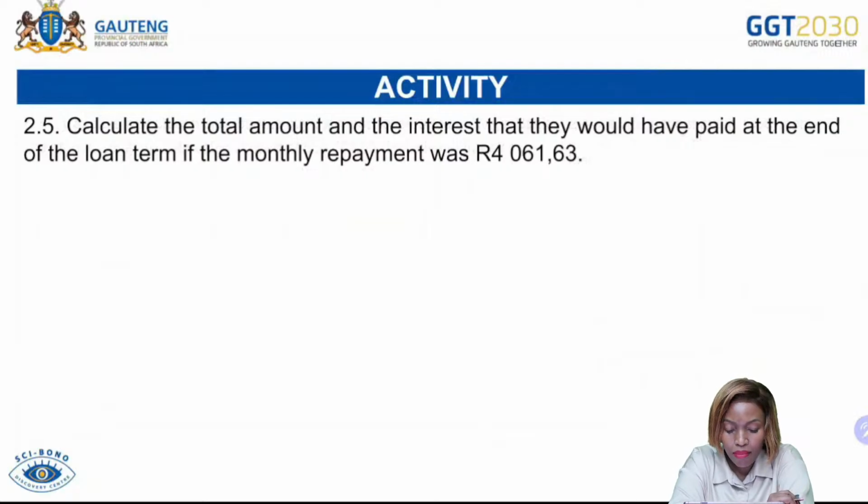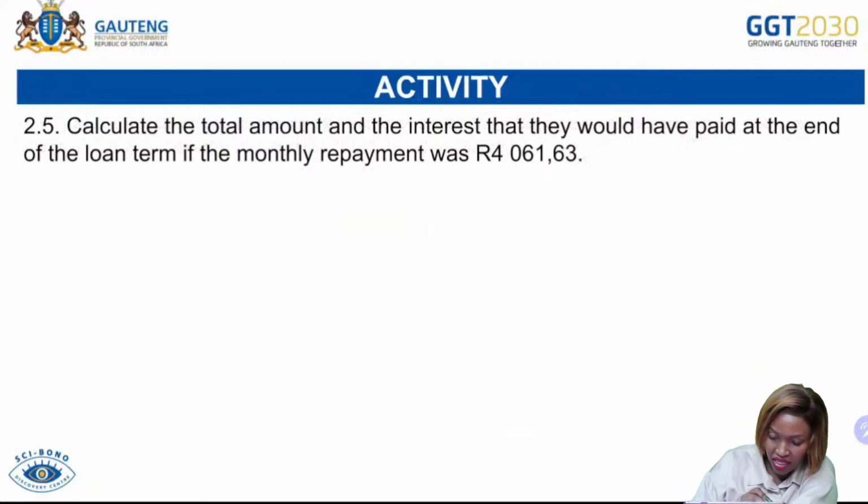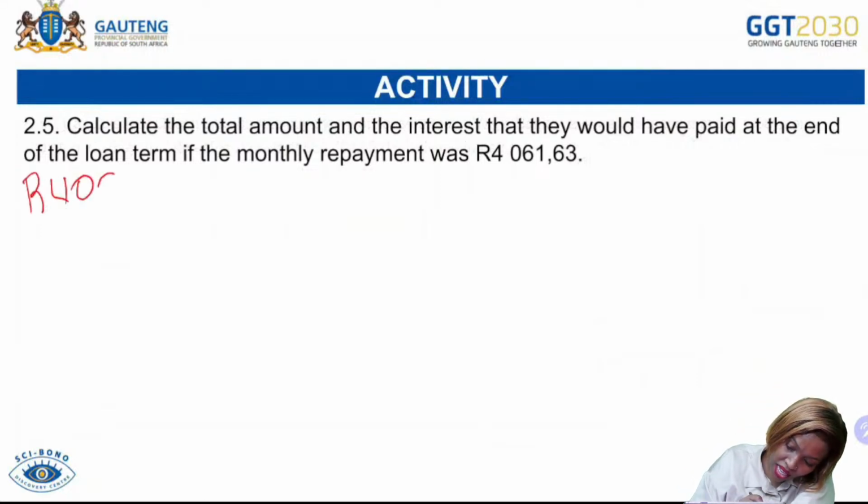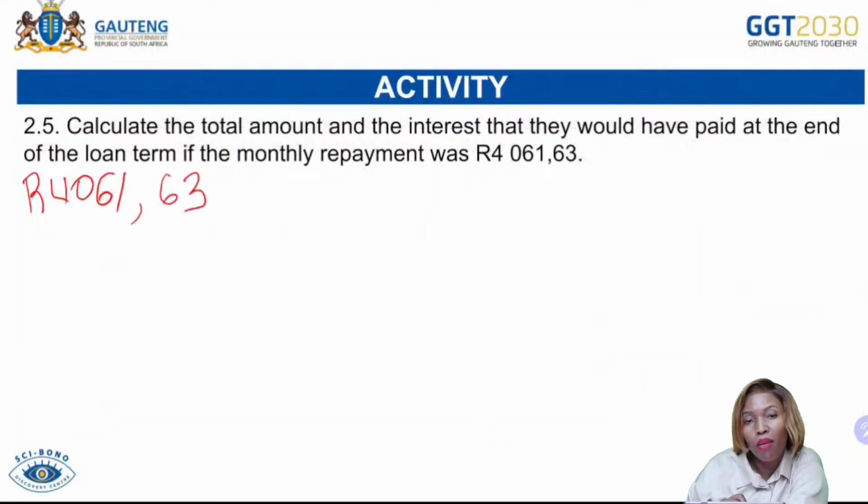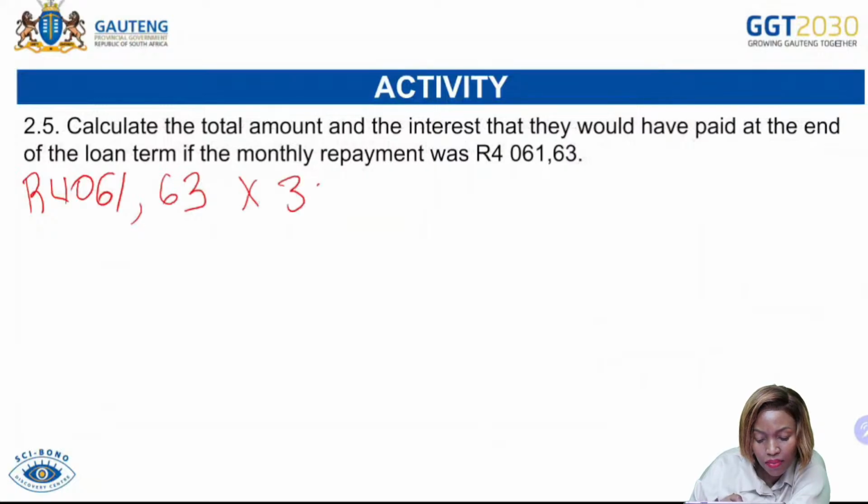Calculate the total amount and the interest that they would have paid at the end of the loan term if the monthly repayment was R4,061.63. So the monthly repayment would be R4,061.63. Remember, they are paying this for a period of how long? Of 30 years.